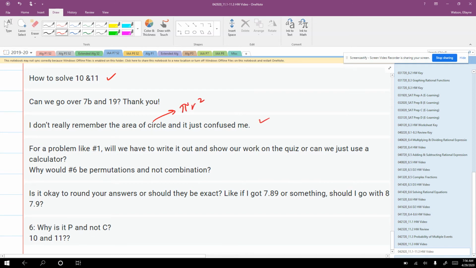For problem number 1, do we have to write it out and show our work, or can we just use a calculator? You're going to be using a calculator, right? The only problem is if you don't show work, then I can't give you any partial credit. So just remember that if you get it correct on a problem like number 1, I recognize that that's a calculator problem. You don't necessarily have to show work. So if you get it correct, then you're good. But if you get it wrong and you don't show work, I can't give you partial credit.